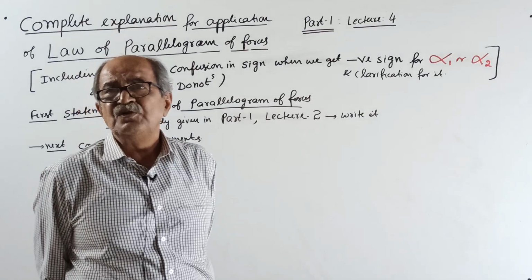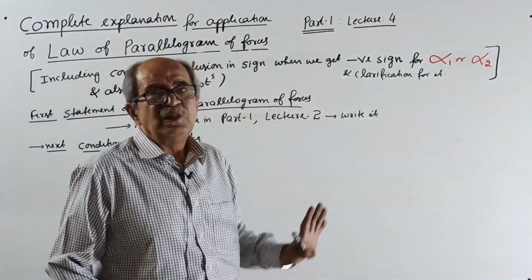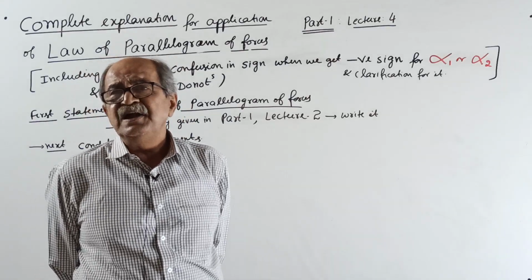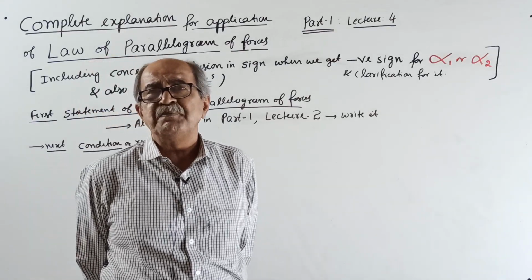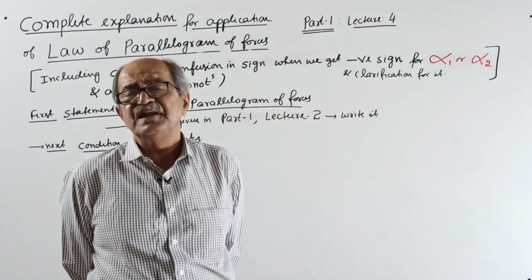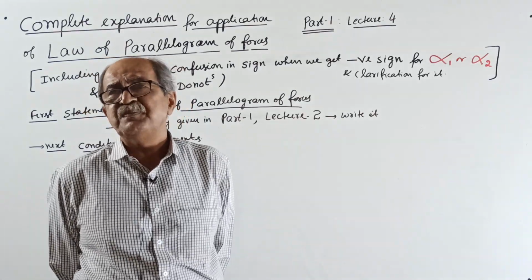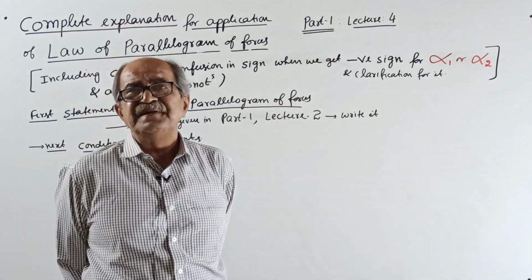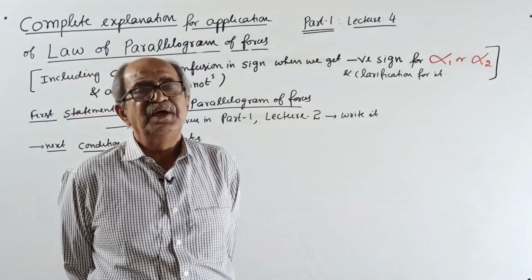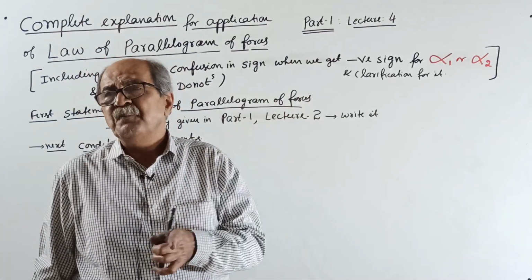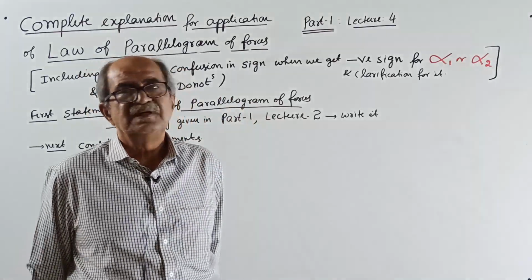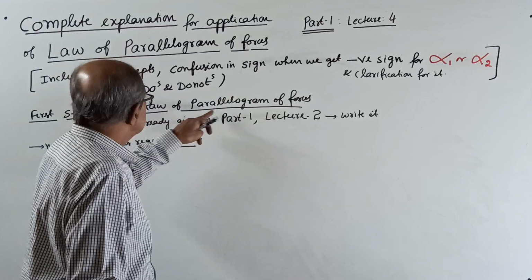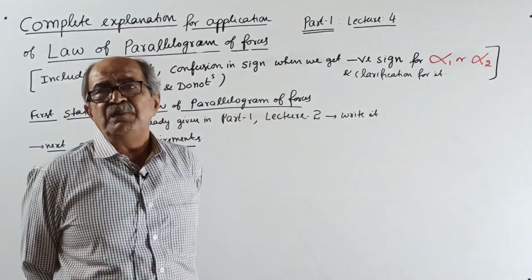Law of parallelogram of forces. If two concurrent forces passing through a point can be represented both in magnitude and direction by the two adjacent sides of a parallelogram, then their resultant is represented both in magnitude and direction by the diagonal of the parallelogram passing through that point.